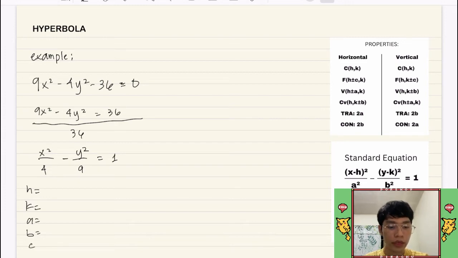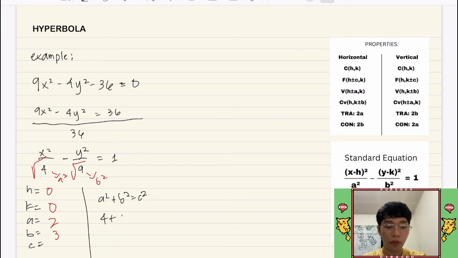So for a squared, we have 4, b squared, we have 9, h is equal to 0, k is equal to 0, a is equal to square root of 4, which is 2, b is equal to square root of 9, which is 3, and to find c, we have a squared plus b squared equals c squared. So 4 plus 9 equals c squared. 13 is equal to c squared, square root of 13 equals c. So now that we identified its parts, we can now identify its properties.